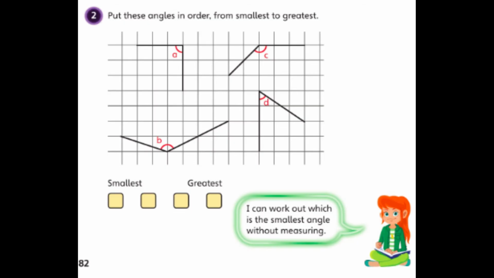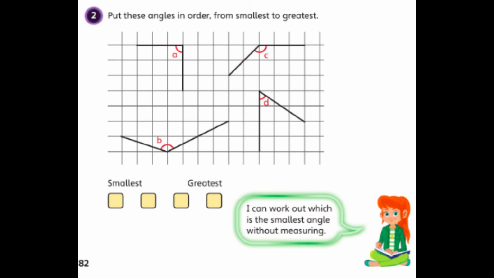Now for number 2. It says, put these angles in order from smallest to greatest. Alright, well I'm going to try and be clever with this. If I don't have to measure all of them, I'm not going to. In fact, at the bottom of the page, Astrid has said, I can work out which is the smallest angle without measuring. So let me take a look. I can see that number A is clearly a right angle, so it measures 90 degrees.